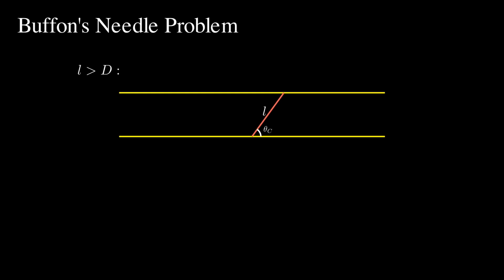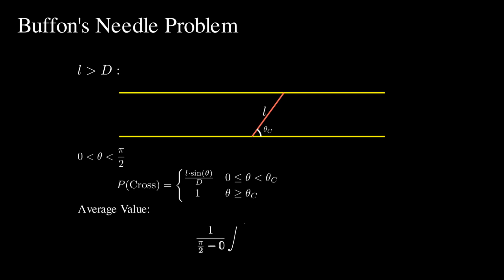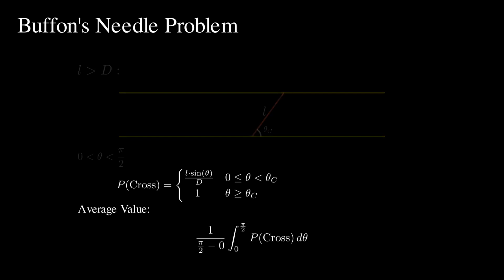If theta is less than or greater than the critical angle. If theta is larger than theta c, then we can say that the probability of crossing is exactly 1. Otherwise, we can use the probability function from earlier. This gives us a piecewise definition for our probability function. We can now find the average value of our function like earlier.